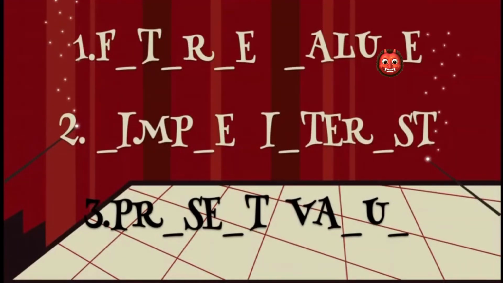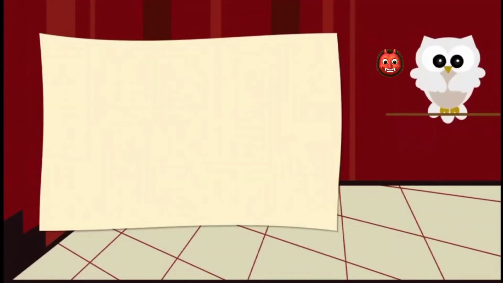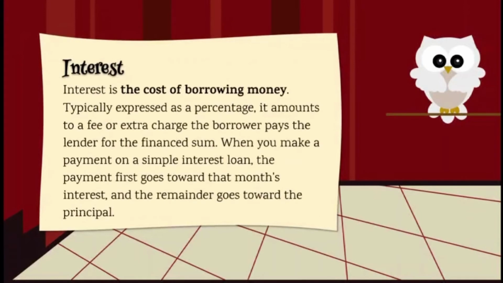I know you're asking why the solved problem is connected, because our topic for today is all about interest. When we say interest, it is the cost of borrowing money. In Bisaya, atong paghuwam sa kwarta. It is typically expressed as a percentage. It amounts to a fee or extra charge the borrower pays the lender for the finance sum. When you make a payment on a simple interest loan, the payment first goes towards the interest and the remainder goes towards the principal.